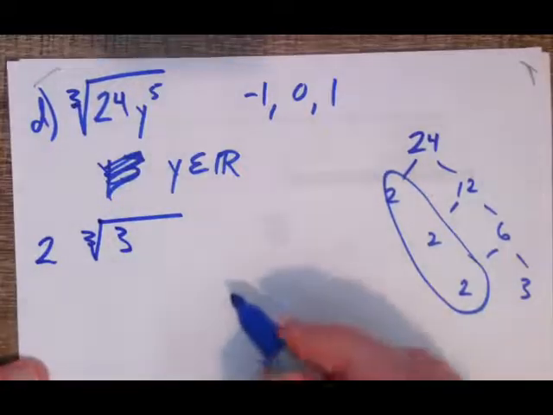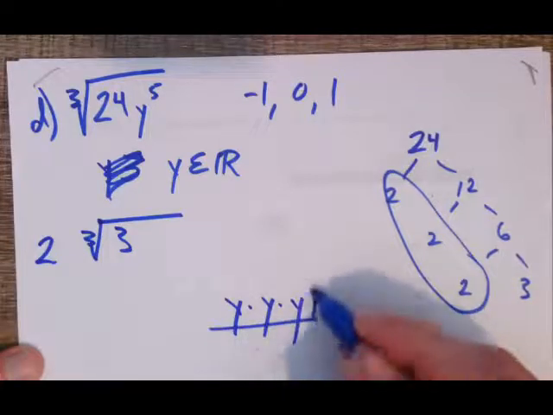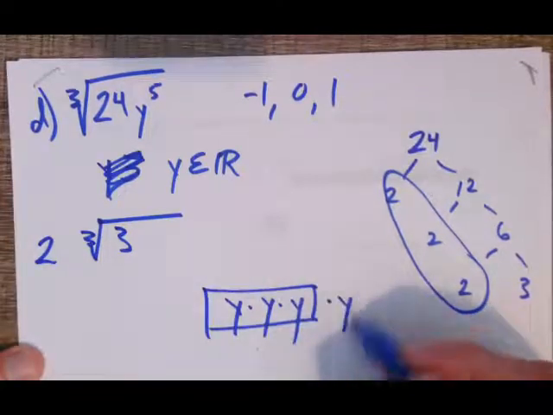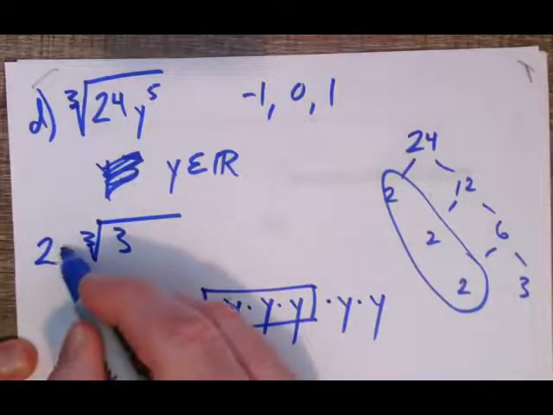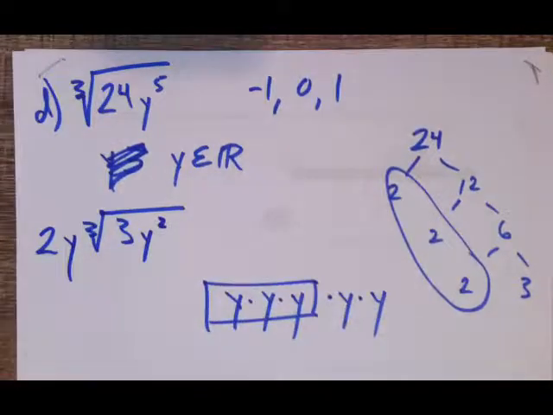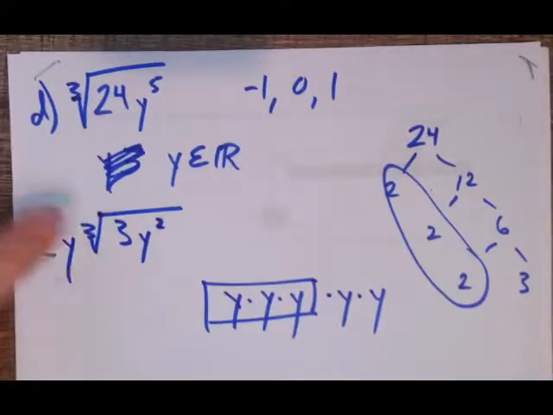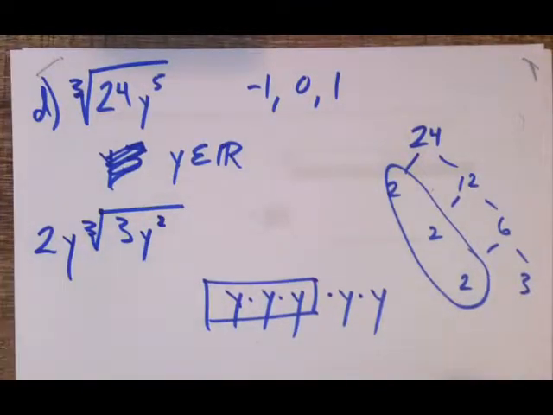Now, y to the 5, y times y times y times y times y. This is what comes out. 1 y comes out, 2 y's stay behind, because of the cube root. Does that make sense? I hope so.